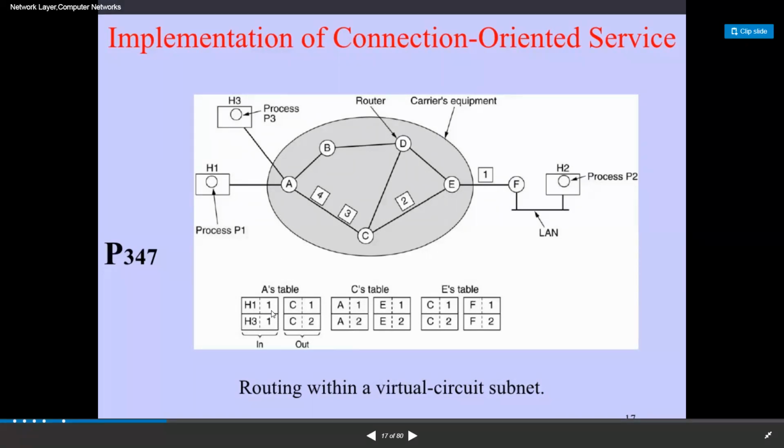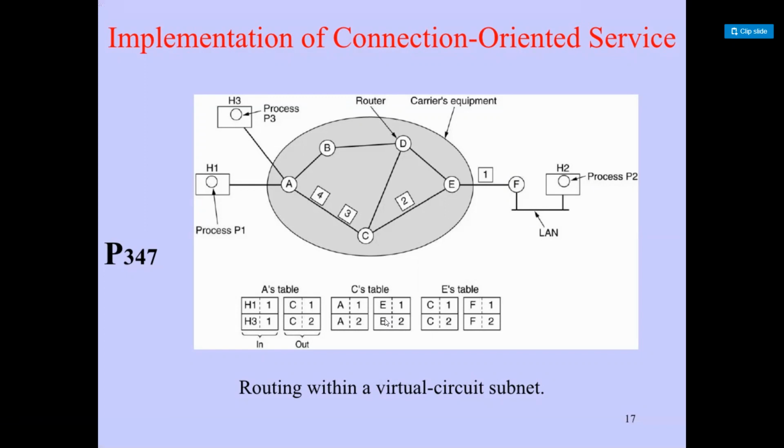Just for your clarification, you can make it 2. For H3, you can make virtual circuit number 2. Then it will be clear for you. H1, the virtual circuit number is 1. H3, the virtual circuit number is 2. For outgoing, A to C, this is the H1 packet. This is the H3 packet.